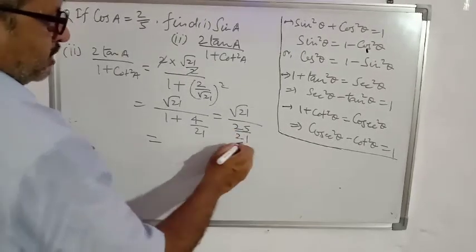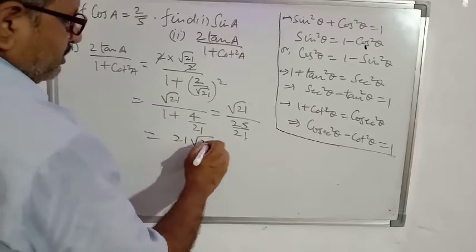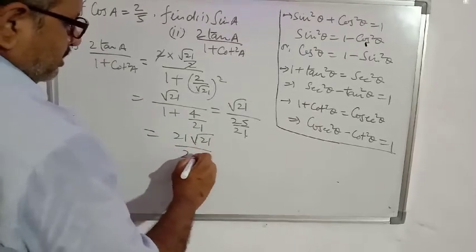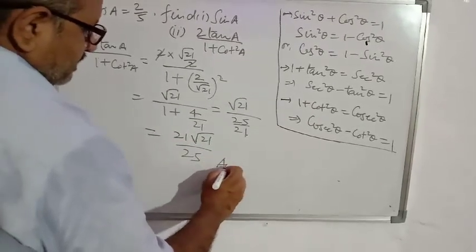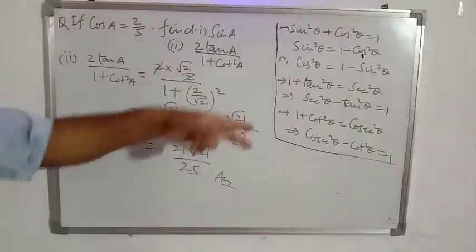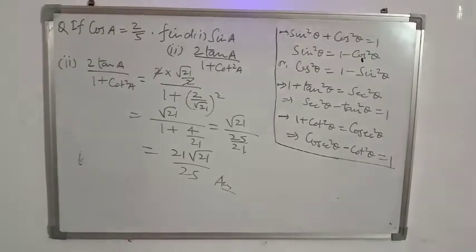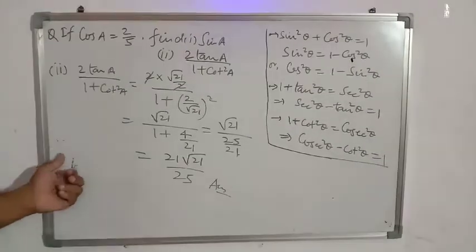Simplify it. 21 will go upside. So root 21 upon 25. This is the second part answer. So using trigonometrical identities, we can do the problem like this. I will take one more question.